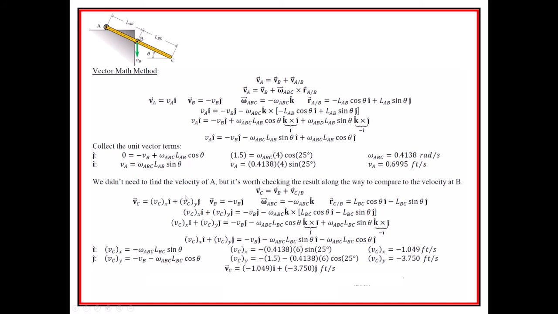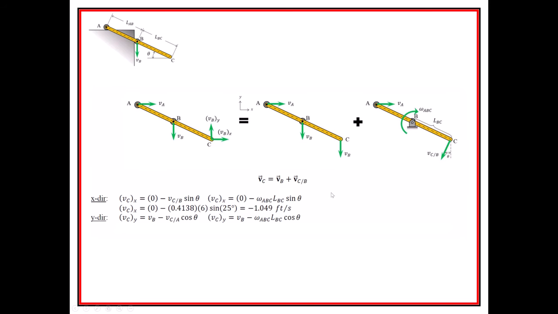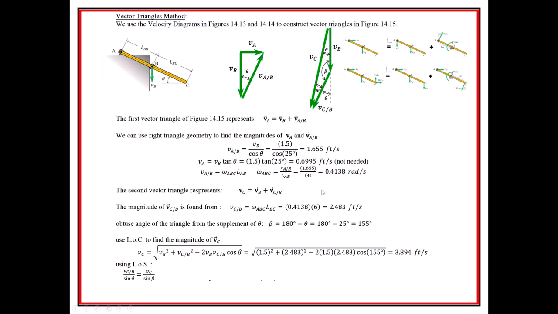So we got the solution via the vector math, and we found it to be 3.894 at 74.37 degrees. Also, the midpoint step that we got was that the angular velocity was 0.4138. We also did it in the three-diagram method, and we were able to get the same thing. And then we used velocity triangles, which is really just another way of approaching the three-diagram method, to get the same result.